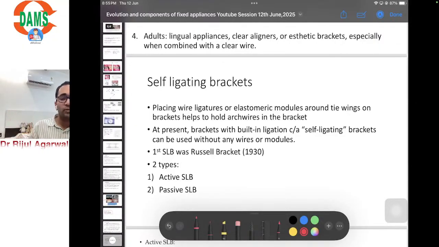So what will happen? Less force, as I told you, less friction, less anchorage requirement is there. Okay, so these were the two advantages of self-ligating brackets. The first self-ligating or SLB brackets were developed by Russell, so they were known as Russell brackets. As I've told you, there are two types, active and passive.